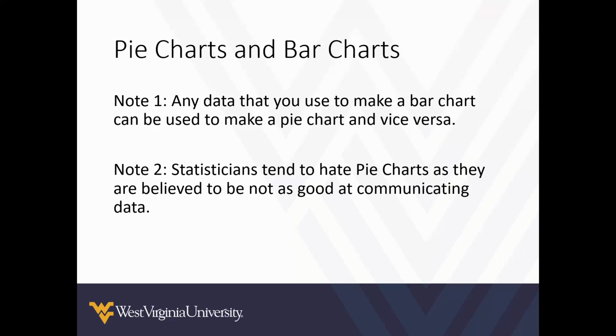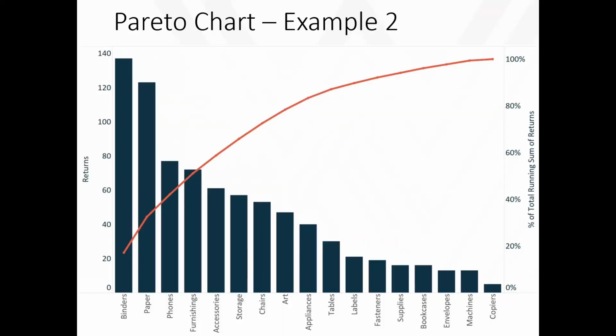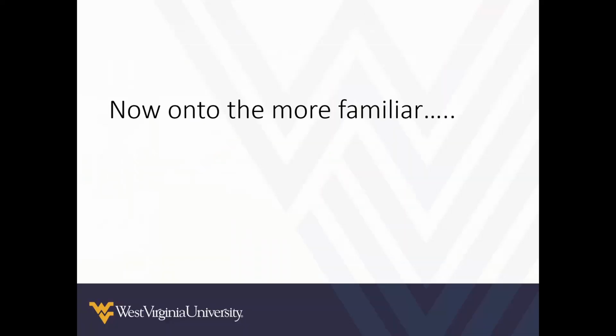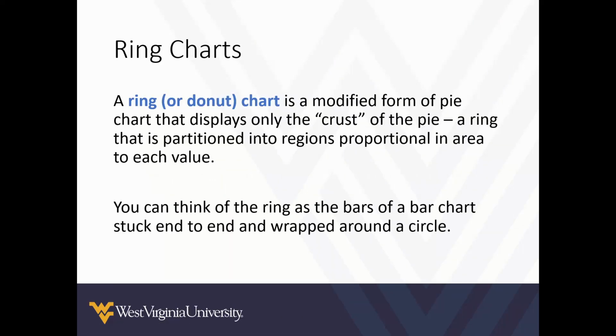I personally don't mind them. I think they're effective at communicating parts of the whole, but if we're trying to compare part to part, so if I'm trying to compare laptop to notebook or desktop to tablet, I think bar graphs are pretty effective, but I think a pie chart is more effective when I'm trying to compare how much of the total sales are a particular object. But that's just me. But just warning you, if you come across other statisticians in your future, a lot of them do not care for pie charts. So last of these charts I want to talk about is the ring chart.